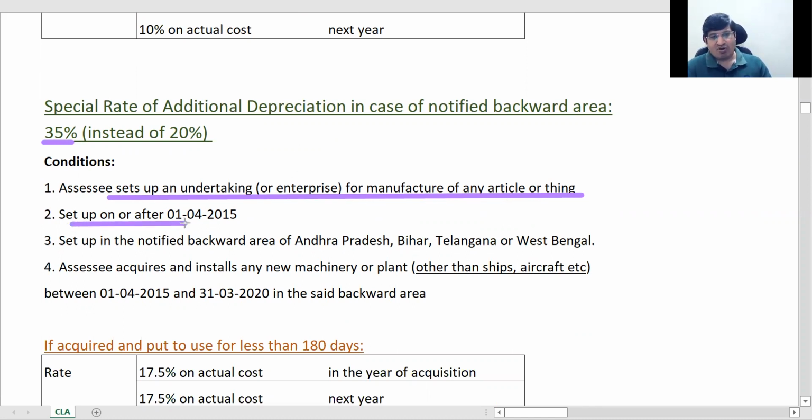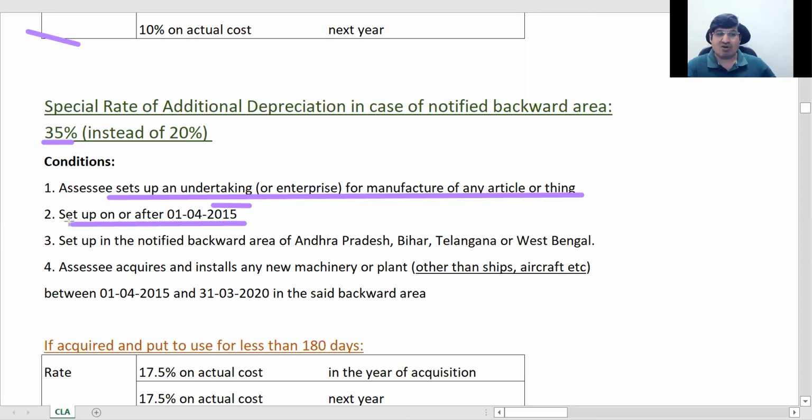This should be set up on or after 1/4/2015. Okay. So business is set up on or after 1/4/2015. Okay, this is one condition. Because this was actually based on ये पुराना scheme. Okay, this is older scheme, and this was when this scheme was extended for some backward areas to bring them up. So which is why it is available from this year. Okay, businesses set up on or after 1/4/2015. It's not for the older ones. Okay, just remember this. यहाँ पे 2015 है, there it was 2005.